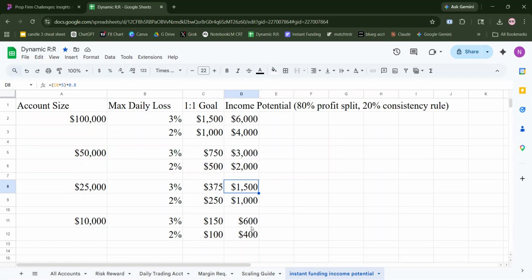Okay, so once again, though, know the max daily loss. Let the max daily loss determine what you want to trade on a 1-to-1 basis. And if you do that, then you could be making this amount per payout. Now, I'm not saying per month. I'm not saying per week. I'm just saying per payout. Now, bare minimum, if it's a 20% consistency rule, you are looking at a 5-day period.